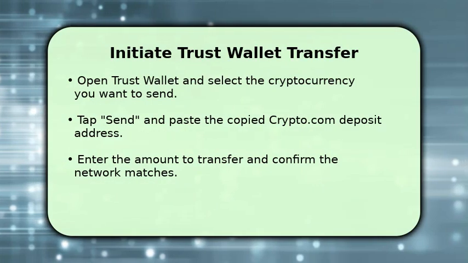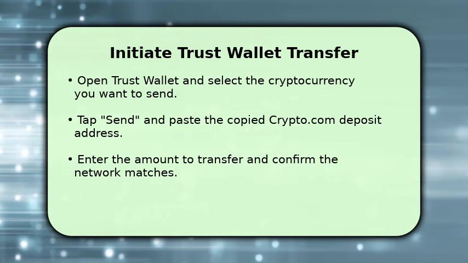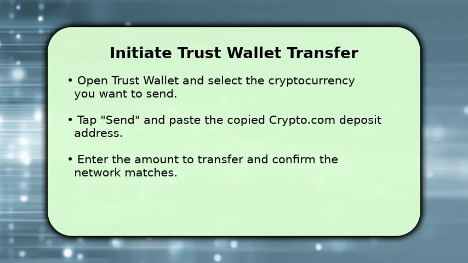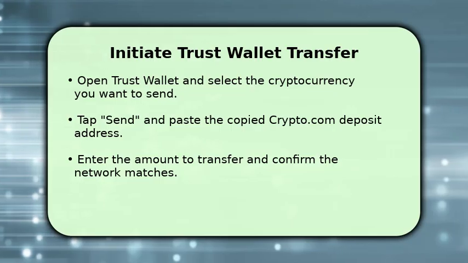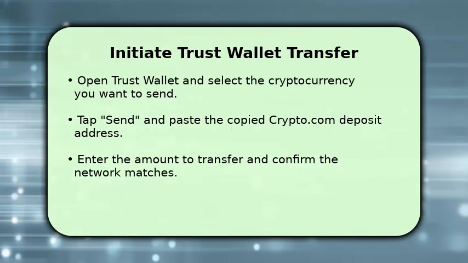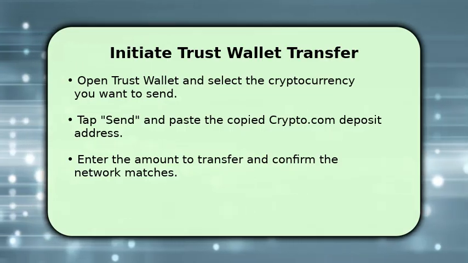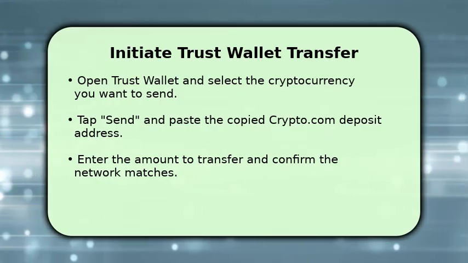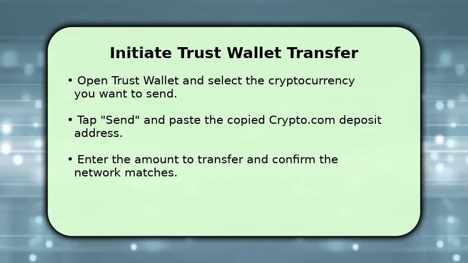Now, switch over to your Trust Wallet application. Select the cryptocurrency you wish to send, ensuring it matches the one you chose on crypto.com. Tap the Send button, then carefully paste the deposit address you copied from crypto.com into the recipient field. Enter the desired amount for your transfer. Double-check that the network, like BEP20 or ERC20, is identical on both platforms before confirming the transaction.